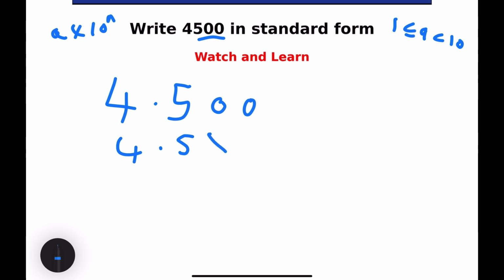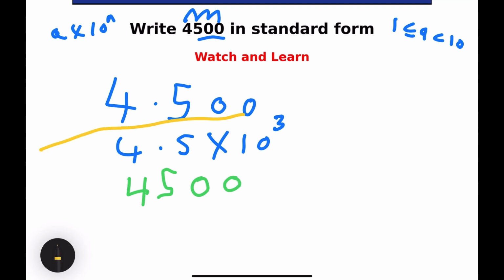Now we need to write it as multiplied by 10 to the power of something. So we have moved it along 1, 2, 3 times, so it's going to be to the power of 3. And we can check that we've got this right by multiplying 4.5 by the 10 to the 3. And that is the same as multiplying it by 10 3 times. So if we do that, we'd get 4,500. So that is a good way of how to check your answer. That is how you convert it back to a normal number. So the answer would be 4.5 multiplied by 10 to the 3.